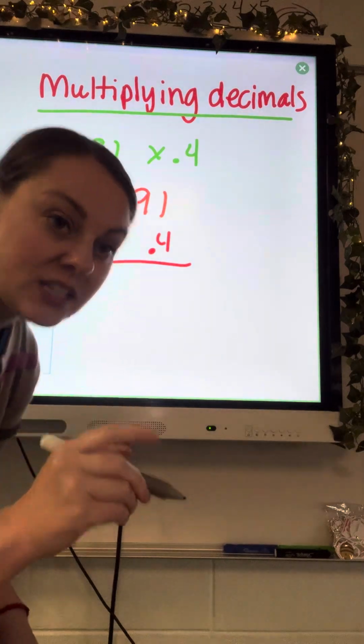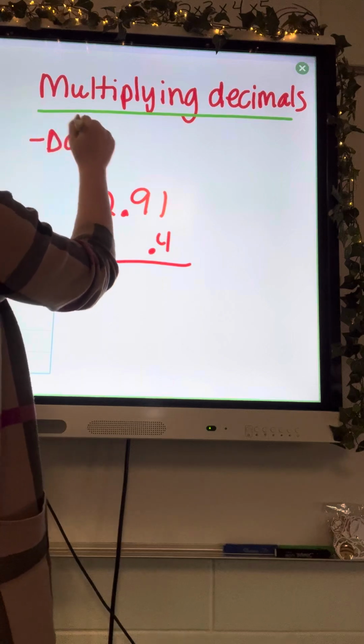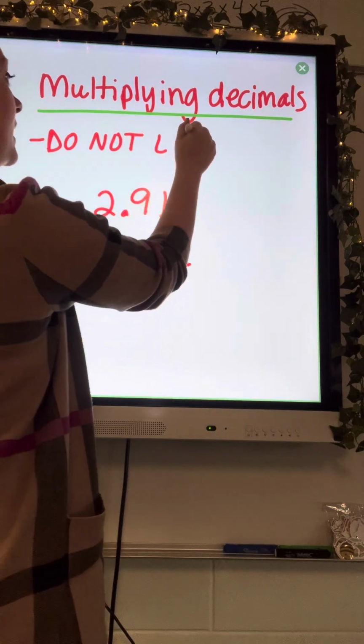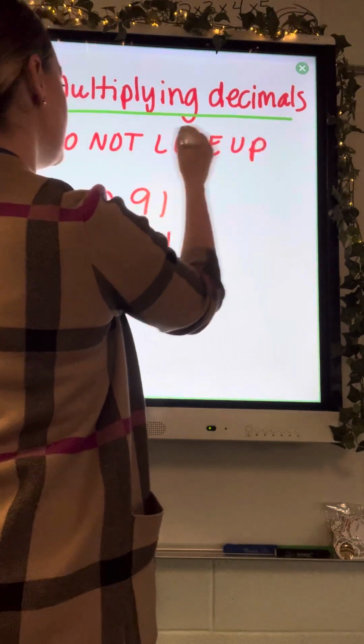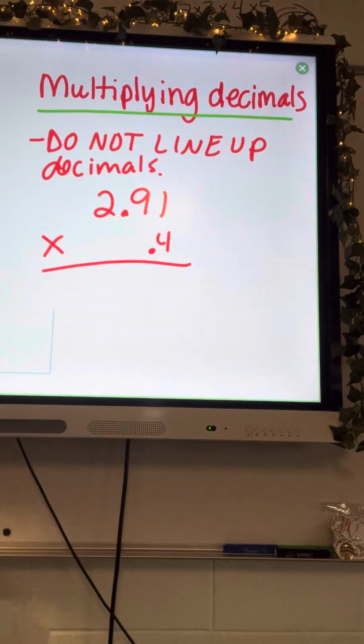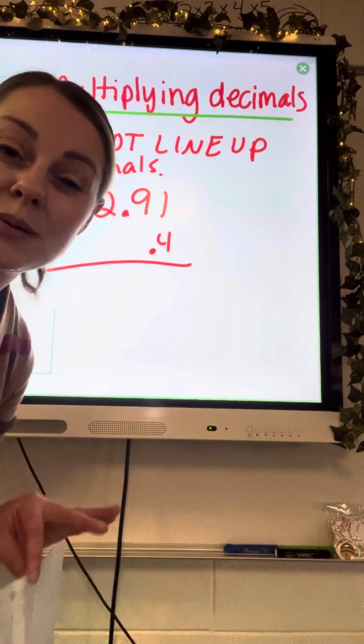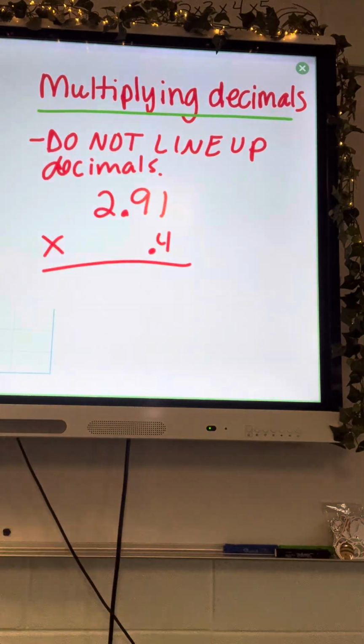Do not line up the decimals. Very important. Do not line up the decimals. You would just have to add zeros, but then that's just going to be more work for you. So here we go.